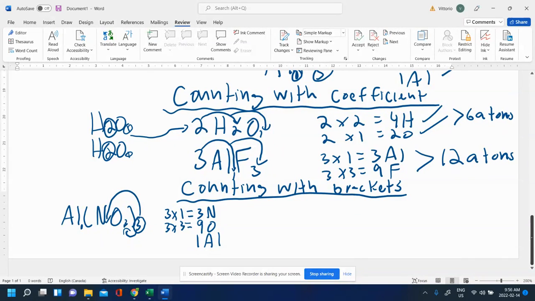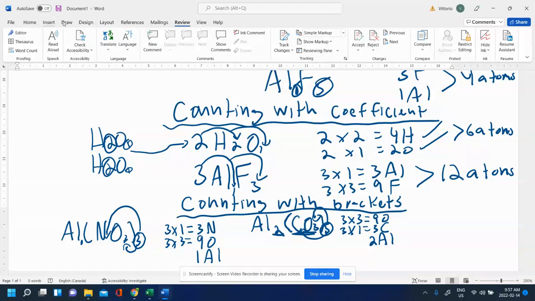Let's try this one here. So we'll do Al2(CO3)3. So here I have 3 times 3. That's 9 oxygens. 3 times 1. That's 3 carbons. Do not multiply the 2 for the aluminum by 3 because it's not in the bracket. So it's simply 2 aluminums. So 9 plus 3 is 12, plus 2 is 14 atoms total. So when you have a bracket, just make sure the subscript multiplies everything on the inside of the bracket by whatever that number is, but leave everything else alone.